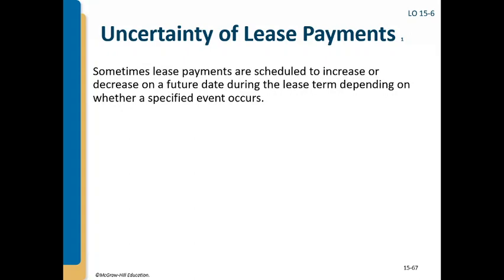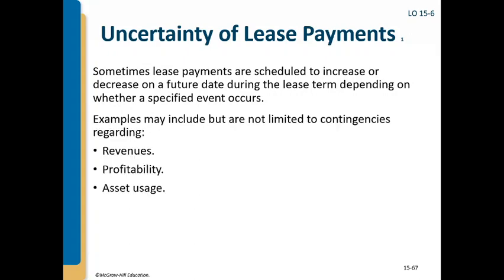Sometimes there's uncertainty as to the amount of lease payments. This could be an increase or decrease of that amount at some future date, depending on whether or not some specified event occurs. Now, examples may include contingencies regarding revenues. In other words, once lessees have reached a certain revenue level, they might pay more in rent. Might have to do with profitability, might have to do with asset usage. There may be other types of contingencies as well.